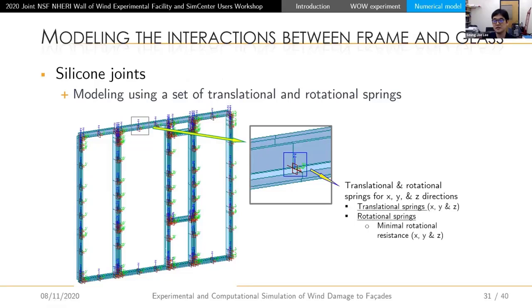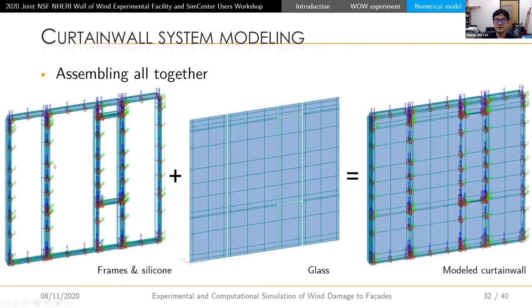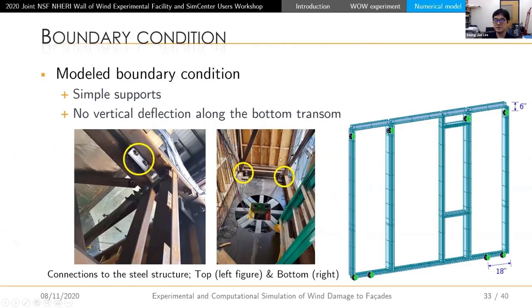And then finally, we could model this frame and silicon, and then assemble them with the glass. And this is the modeled computational system we developed in the numerical model. The boundary condition was modeled as considered in the actual test specimen. So we really considered how that was attached to the metal structure used in the Wall of Wind testing. So we put a simple support like that, and we didn't consider any vertical deflection at the bottom of the transom to mimic the actual condition in the testing.